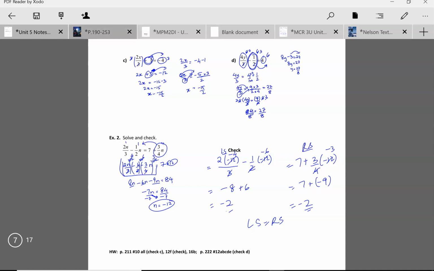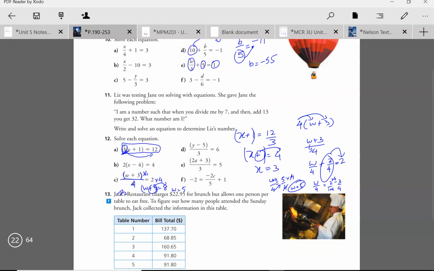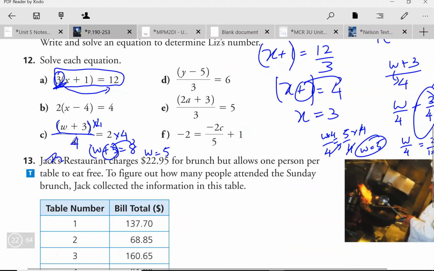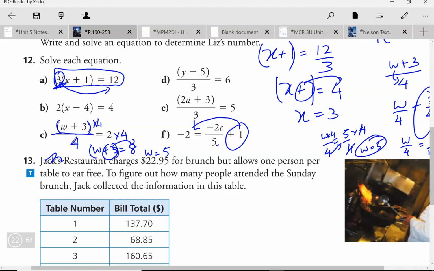12F, 16B. 12F. Yeah, this is still easy. Just move this 1 over to this side, and then 5 in the denominator goes to the numerator, negative 2 in the numerator goes to the denominator, and you're doing multiplication there. Yeah, that's straightforward.